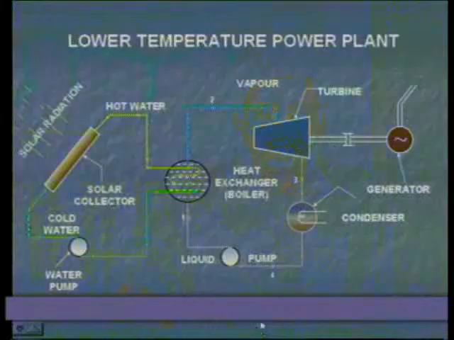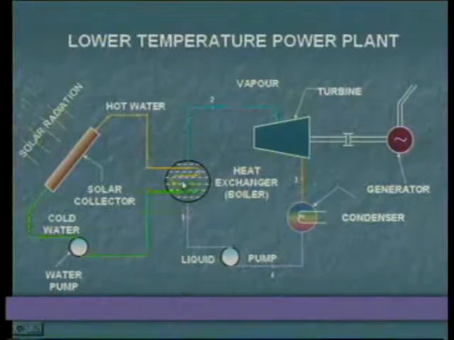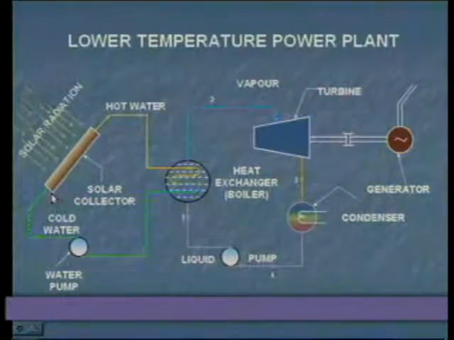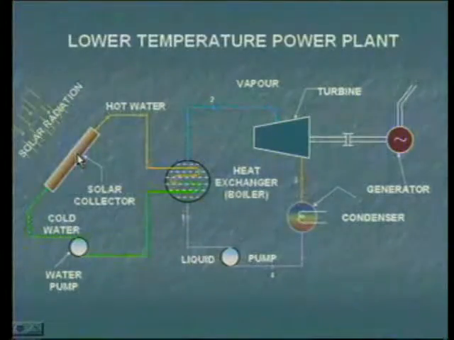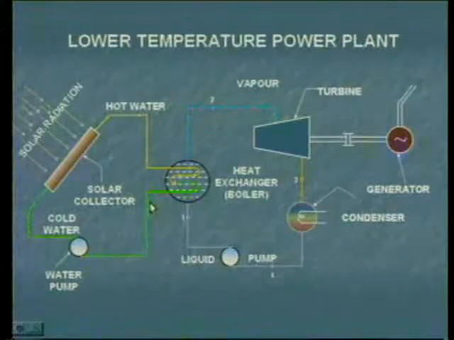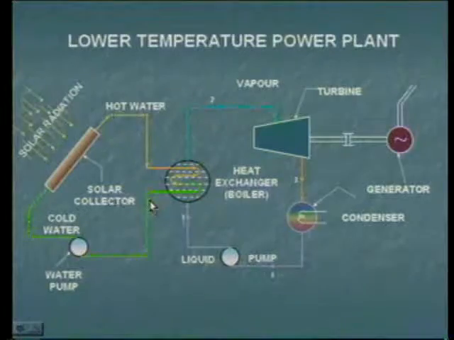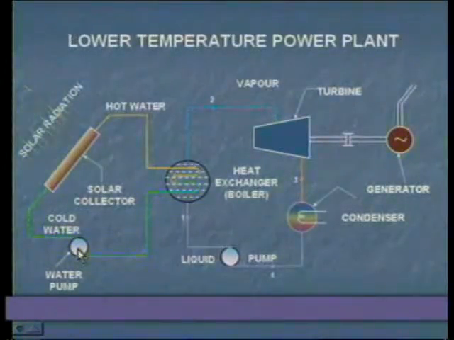Now in case of a low temperature power plant, this is the primary circuit and this is the secondary circuit; this is the power generating circuit, this is the energy supplying circuit. Solar incident radiation falls on a series of flat plate collectors. The water flowing through the flat plate collector absorbs that heat and its temperature increases. That hot water flows through the heat exchanger, which we may call a boiler. By exchanging the heat, the water temperature decreases, and that cold water is pumped once again to the flat plate collector by a water pump.